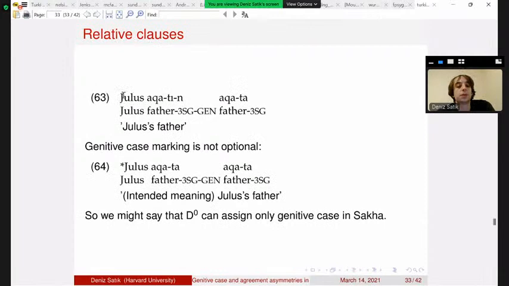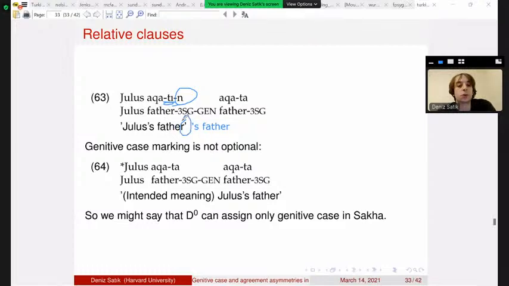Probably should have put this on beforehand. So Julus's father's father, there's a typo here. So Julus's father's father here, this guy shows up right here after the third person possessive suffix. So Julus's father's, let me fix that. Okay, so this is the only case in which the genitive case shows up, and it shows up on the noun that's in the middle.